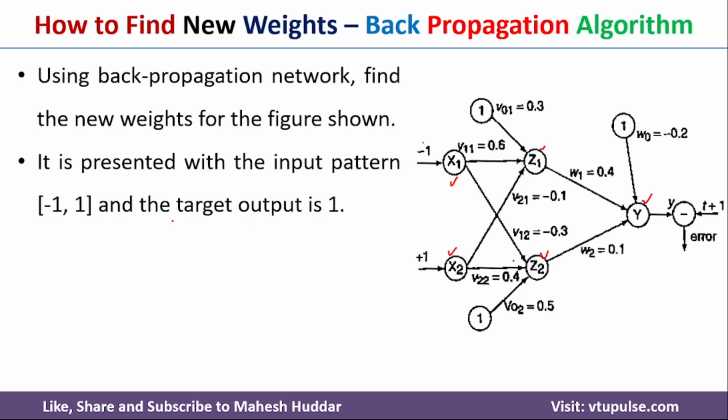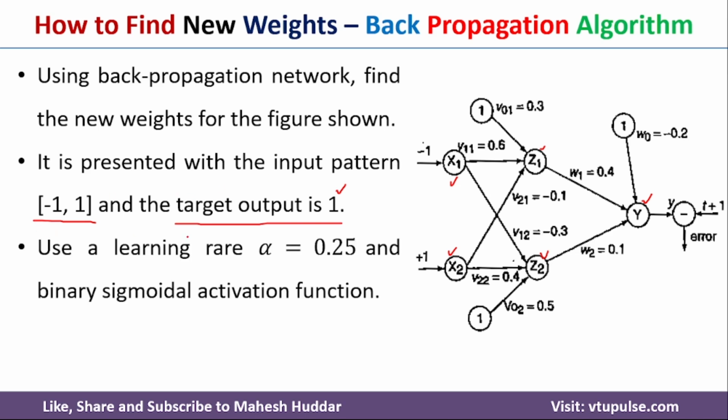We have been given input, that is -1 and +1. We need to propagate this particular input from the input layer to the output layer, and then we need to compare that output with respect to the target output. The target output given to us is 1 in this case. Along with this information, we have been given one more piece of information, that is the learning rate. The learning rate in this case is equivalent to 0.25.